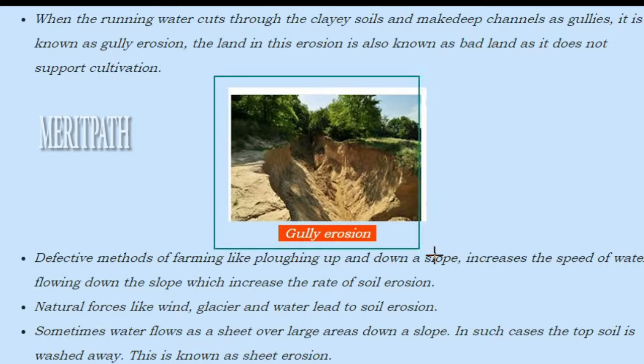This is gully erosion. Here we can see deep channels called gullies. Defective methods of farming, like plowing up and down a slope, increase the speed of water flowing down the slope, which increases the rate of soil erosion. Natural forces like wind, glacier and water lead to soil erosion. Sometimes water flows as a sheet over large areas down a slope. In such cases, the topsoil is washed away. This is known as sheet erosion.